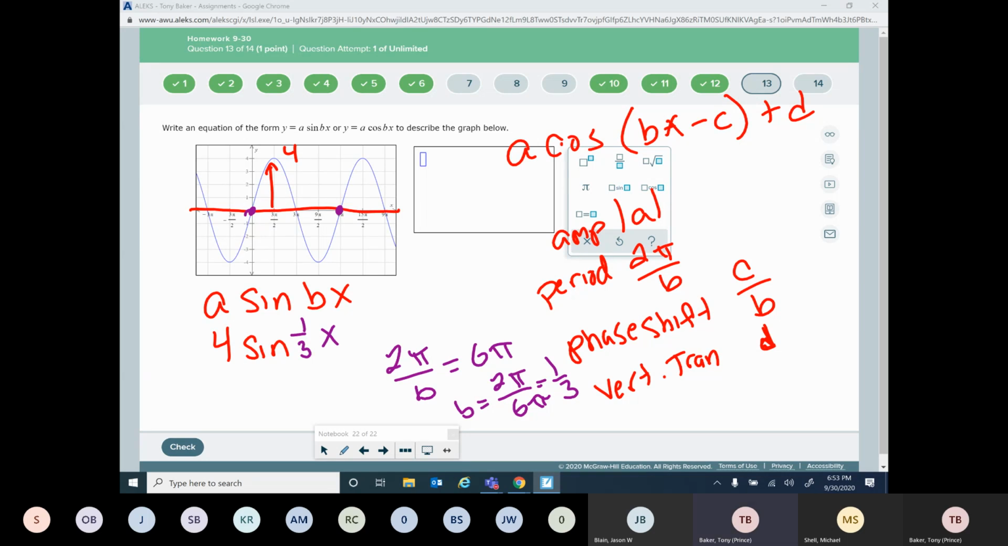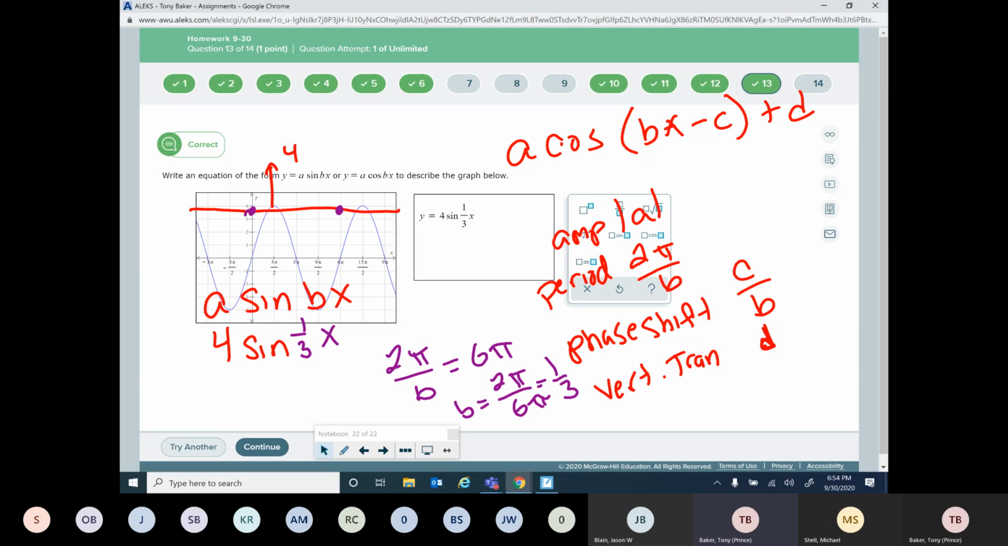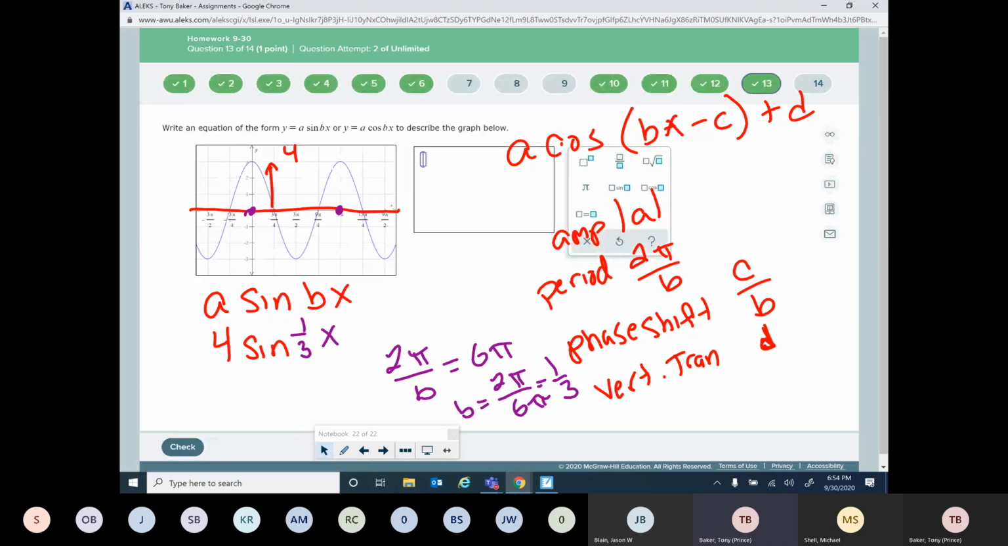So unlike in the last one where we had to do the 2 pi and we were dividing it by B because I had B, in this one we have to find the B. So I'm going to look at my period, which is from 0 to 6 pi, and then I'm going to plug that in to find the B. So in this case, I've got y equals 4 sine 1/3 x. Now let's try one more of these, and then we'll do the last set.